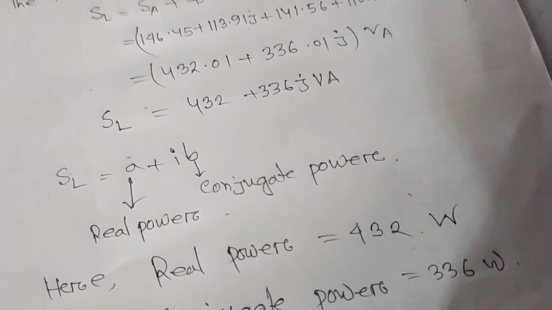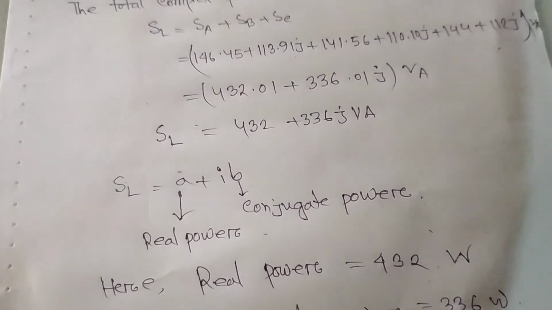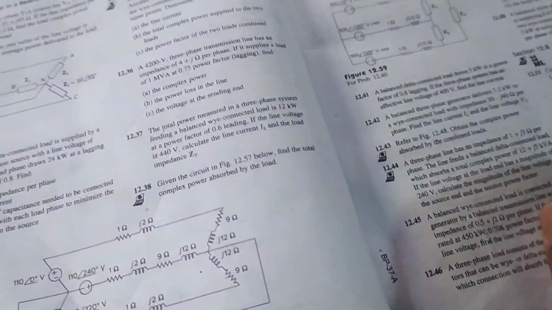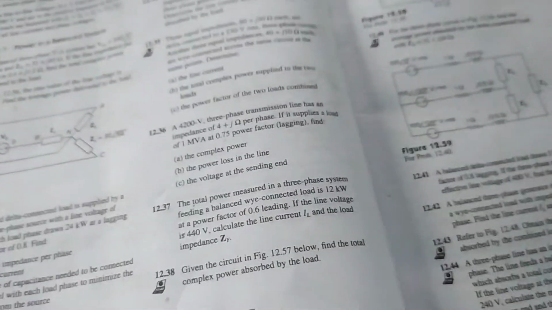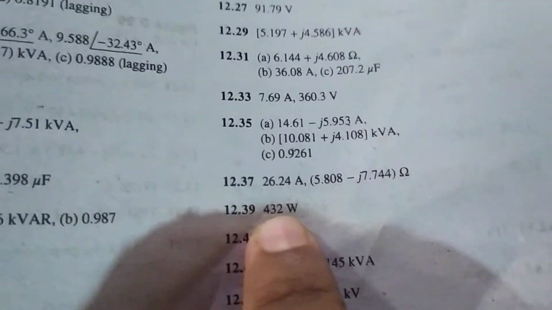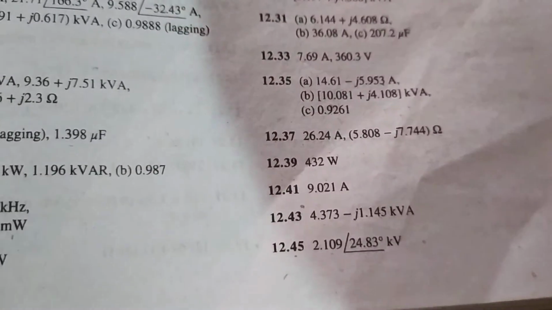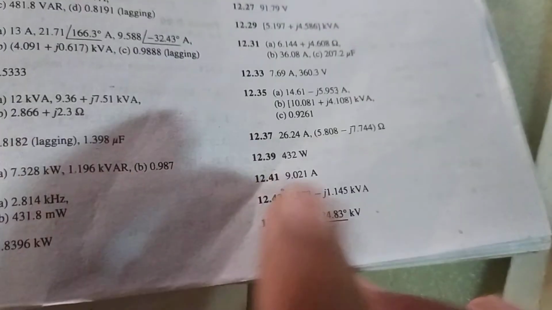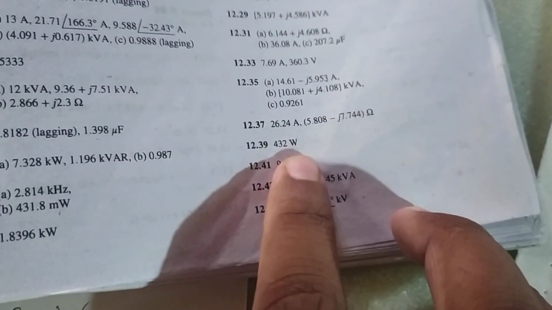So I see the result in this book for 12.39 and this answer sheet: 12.39, 432 watt. That is real power, not conjugate power. So if we calculate, we see this result, that real power is 432 watt.